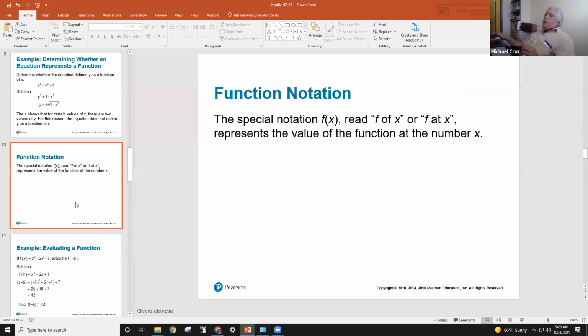All right, functional notation. This is written as f of x. Some students tend to think it looks like an f times an x because of the parentheses, but f is a special notation that means function. And we just read that as f of x, or f at the value of x.